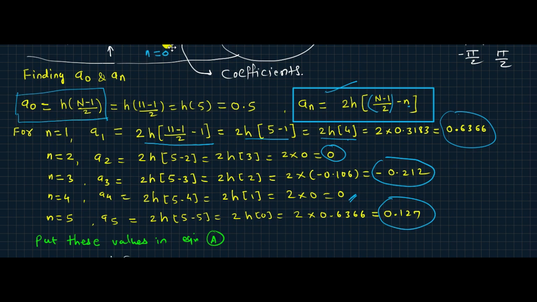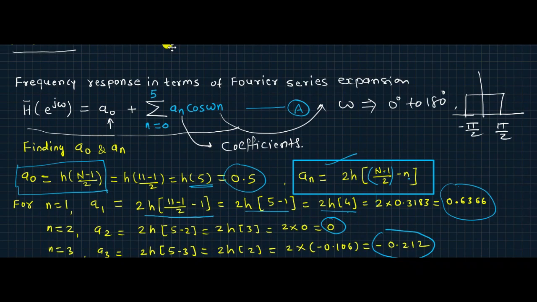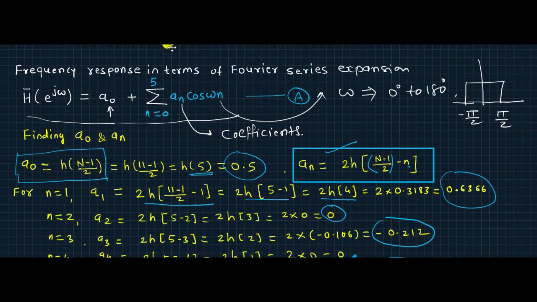A0 is a special formula, and an is a different formula. So a0 equals h of (n minus 1) over 2, which gives h of 5. So the value of a0 is 0.5. Where do we have to take these values? We have to take these values into this equation, equation number A.